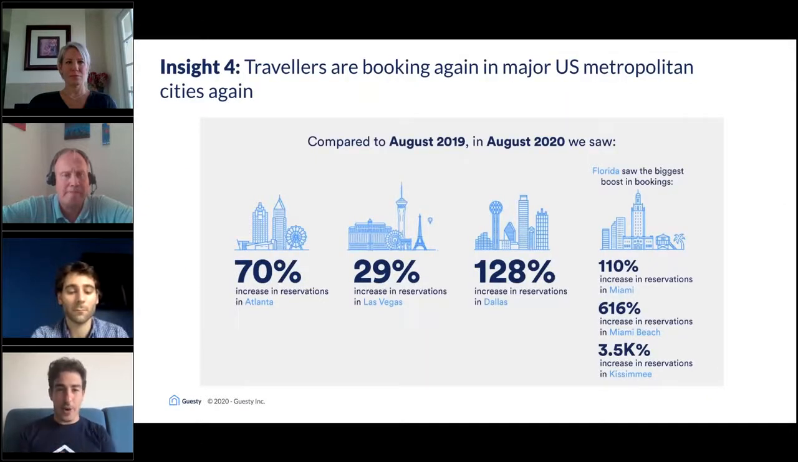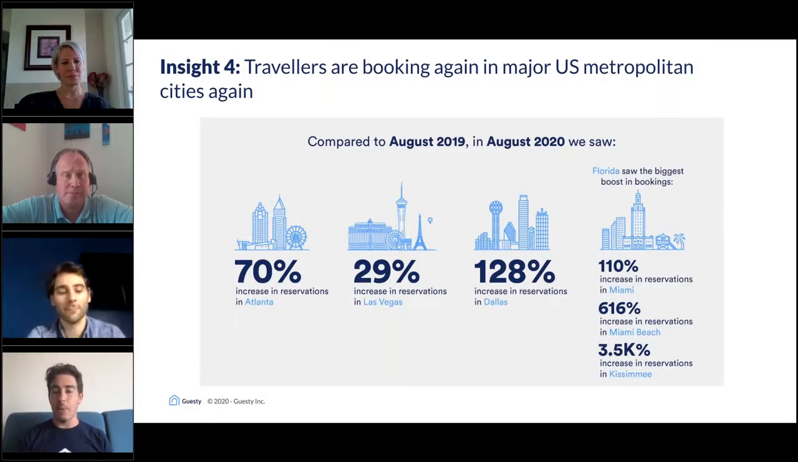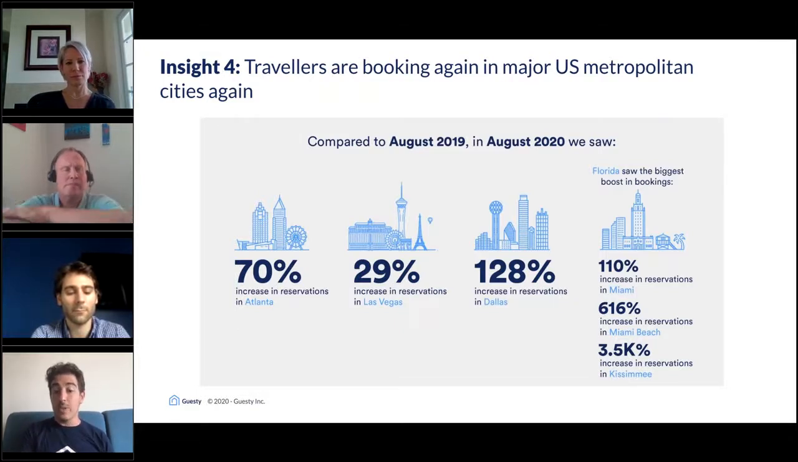Another insight, I promise I'm very close to the end. If you're comparing August 2020 to August 2019, we were amazed to see that bookings in cities went up. We were not surprised in April or May to see the suburban and rural areas going up. The Catskills never had a better spring, but again, that's not surprising, where everybody wants to escape the hotbed of the virus here in New York City. What was amazing is to see things like a 128% increase in places like Dallas, or a 29% increase in Las Vegas, or a 70% increase in reservations in Atlanta. I will just caution to say this is reservations, not necessarily total revenue or the average nightly rate.